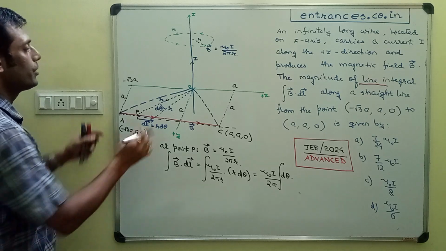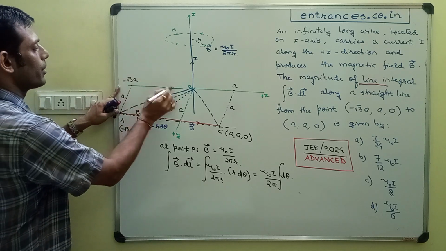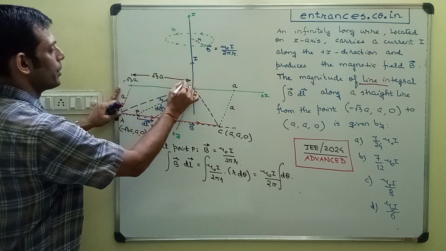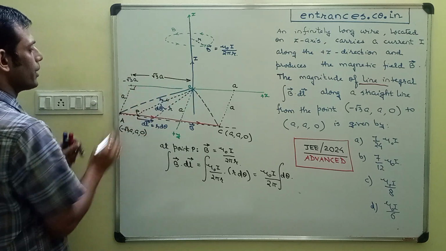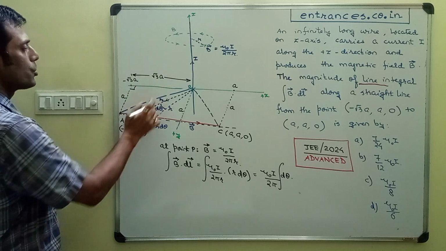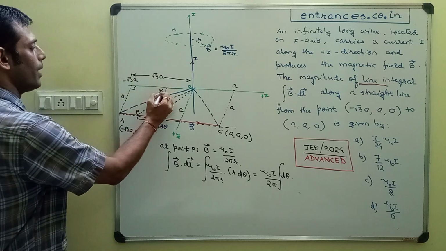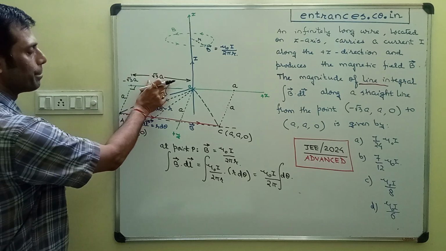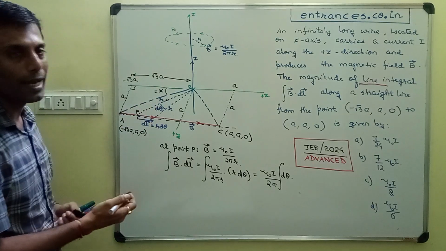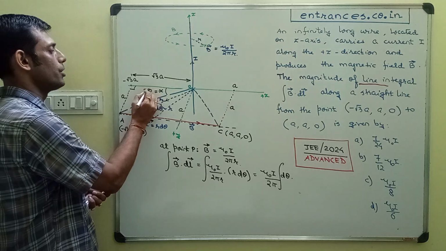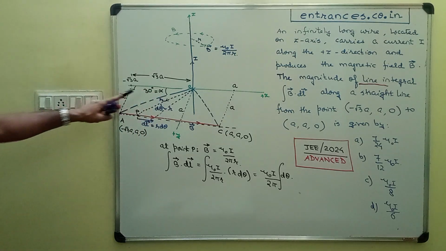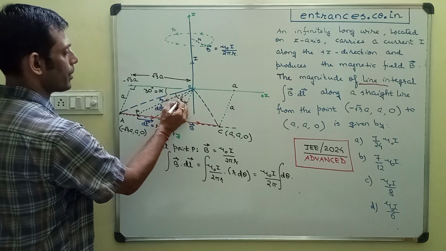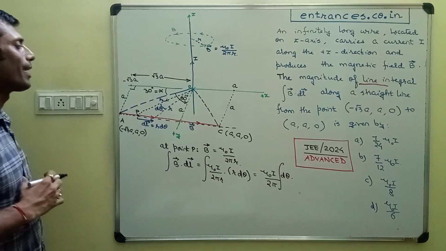See, this much length is root 3a, from here till here is simply root 3a, and this is a 90 degree angle, so a and root 3a. If I take this angle as some alpha, then tan alpha is equal to a by root 3a, that is 1 by root 3. Tan alpha equal to 1 by root 3 means this is 30 degree. So if this is 30 degree, obviously this remaining angle is 60 degree.